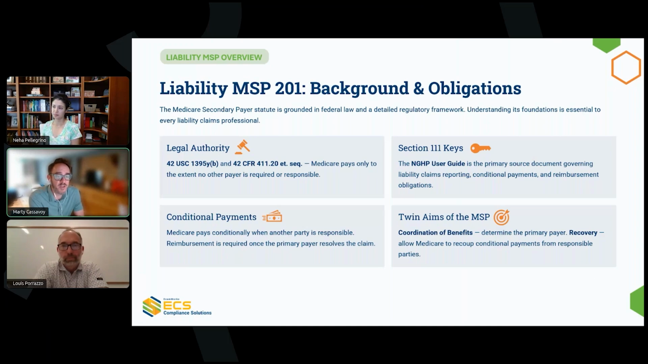Now, there are a couple of things that you need to think about when you look at the Medicare secondary payer statute. Every single thing that happens has one of two different aims.